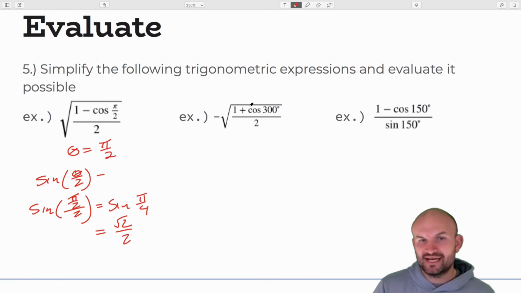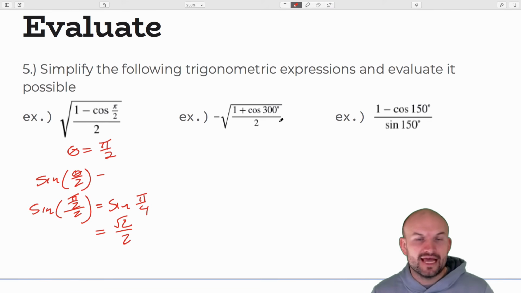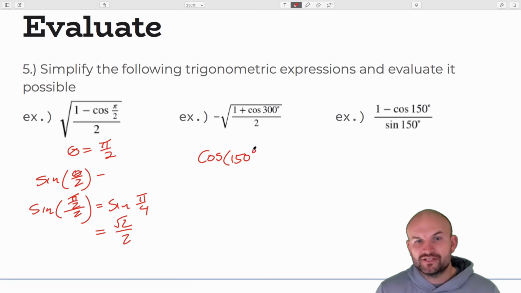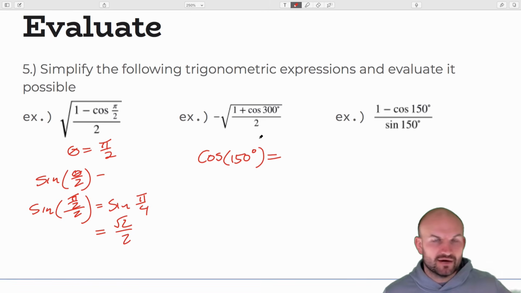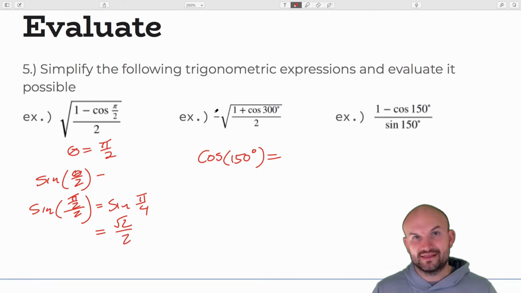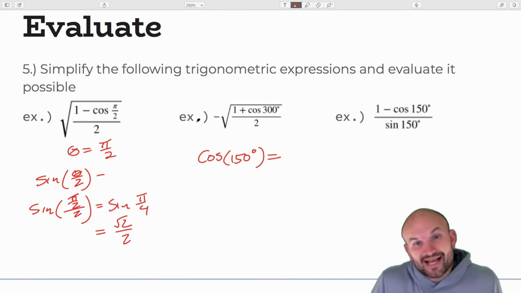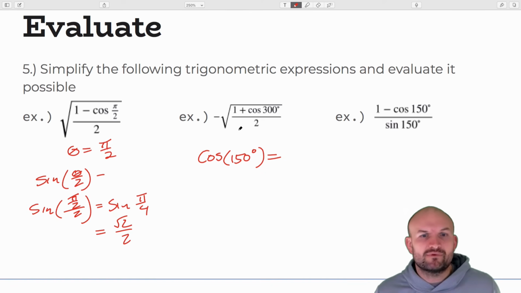So hopefully you recognize that this one is the cosine formula. And so therefore, you can recognize this as the half angle formula, and when you divide this by 2, it's going to be 150 degrees. Now, here's one explanation for why this is negative, right? Because when I take the cosine of 150 degrees, I know the answer is going to be negative. So that's why we make sure that radical is going to be negative.